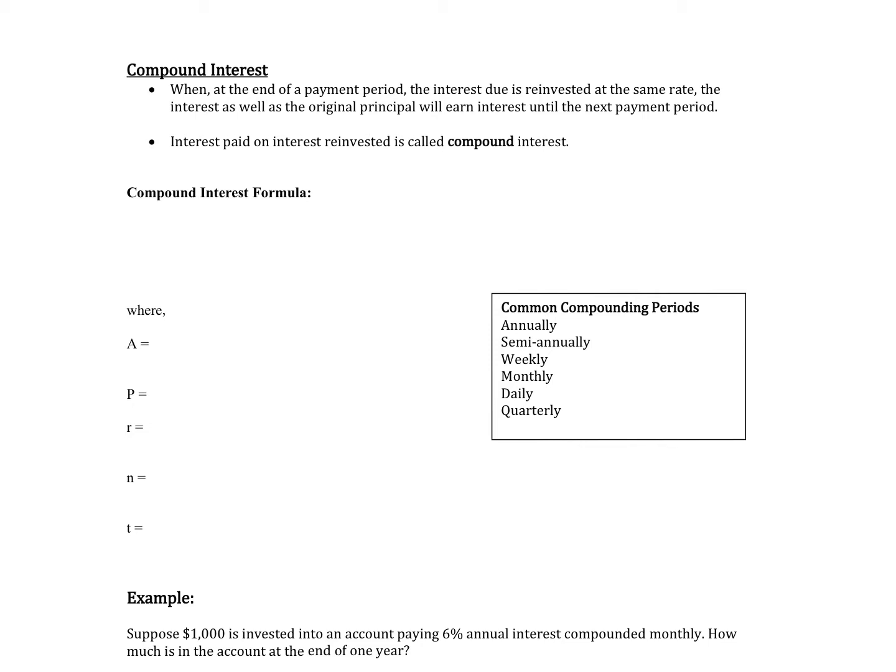Now, it's not going to be a whole lot, because you're going to take your annual interest rate and spread it out over periods of time. But you are going to get a little bit more here. And so interest paid on interest reinvested is called compound interest. And the compound interest formula is just this.